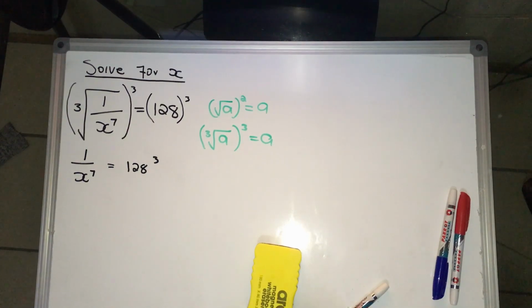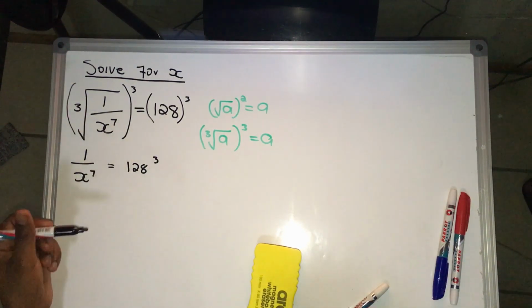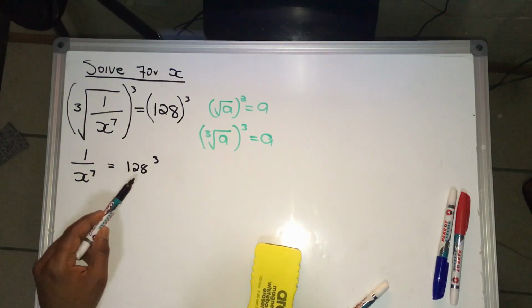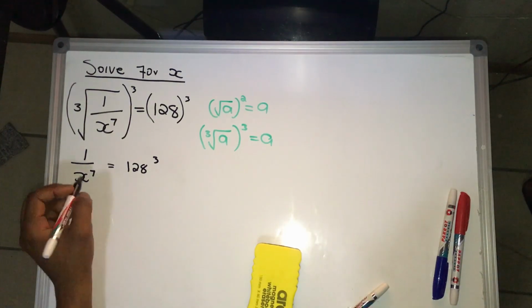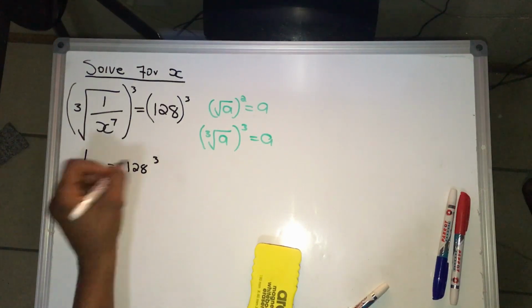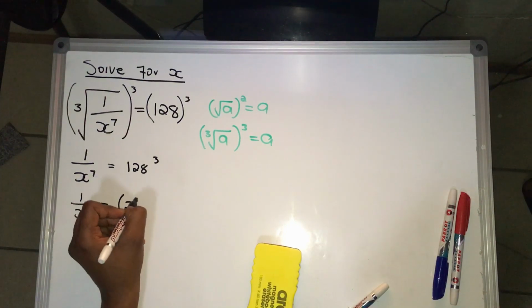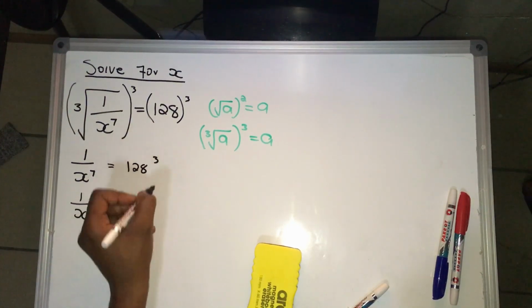Okay, so the first step, they remove the square root. So let's remove it. Now, this we can simplify even further by saying your 128 as a base 2 is 2 to the power 7. Remember, we still have this cube.